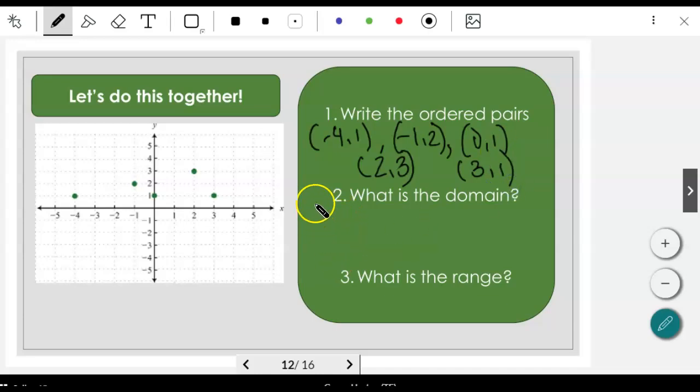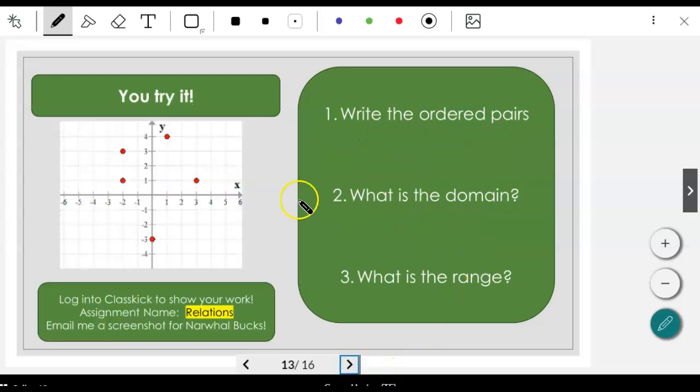Okay, so domain, remember the x values, so we're going to write that as a list. -4, just writing those first numbers in the ordered pairs. -1, 0, 2, 3. Range is the y value, that second number, 1, 2, 1, 3, 1. Hopefully this is pretty easy for you.